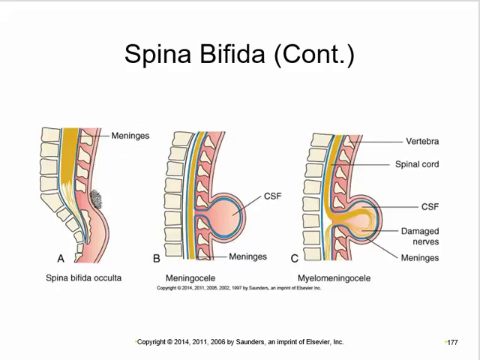So, occulta, you'll have this little tuft of hair and this open space. The meningocele, just the meninges come through. The myelomeningocele, it pinches off the nerve and can cause a lot of damage. Most of the time, this happens with other structural defects, including some pretty bad scoliosis and things like that. And usually these people are in a wheelchair because their legs don't work.